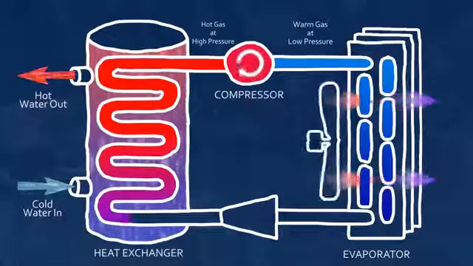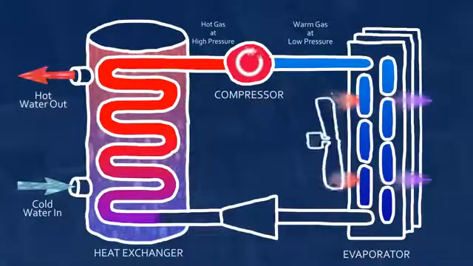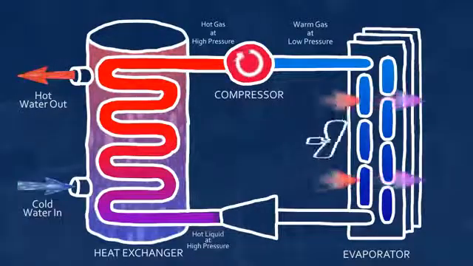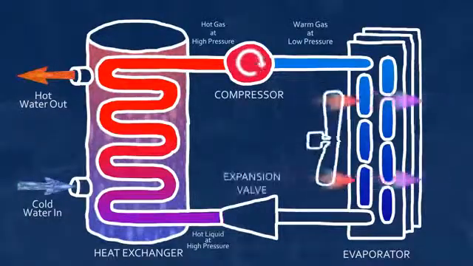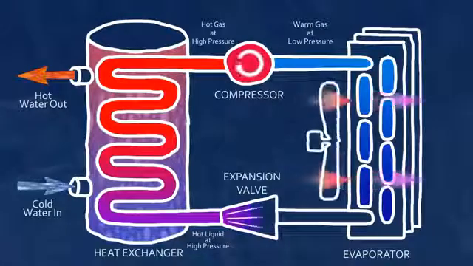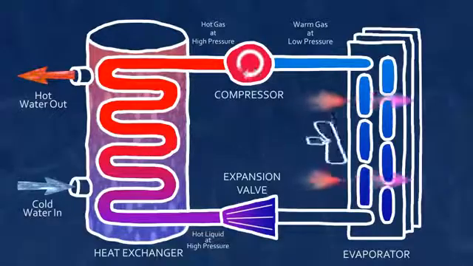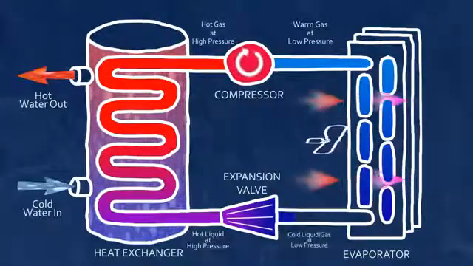Finally, the now cooler, high-pressure liquid refrigerant passes through an expansion valve. As the refrigerant passes through the valve, its pressure and temperature are greatly reduced. Now cold and in a vaporous state, the refrigerant is once again ready to absorb heat from the room air and repeat the cycle.